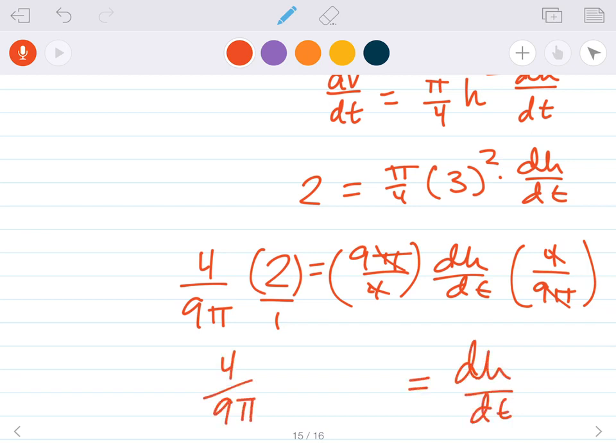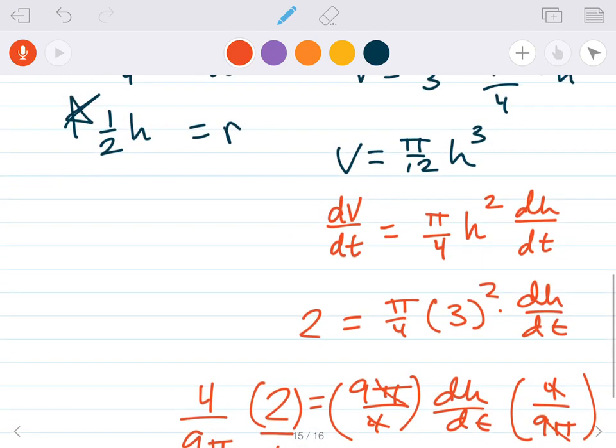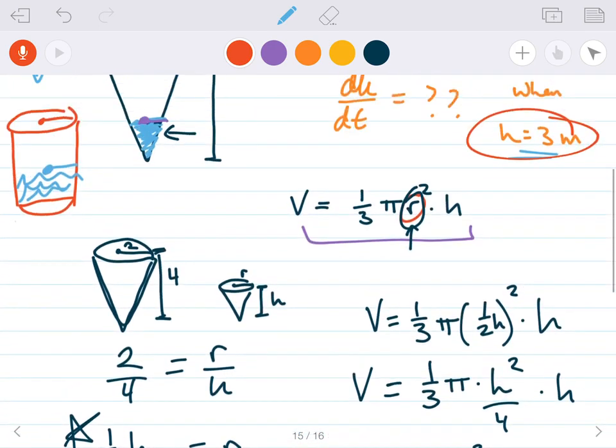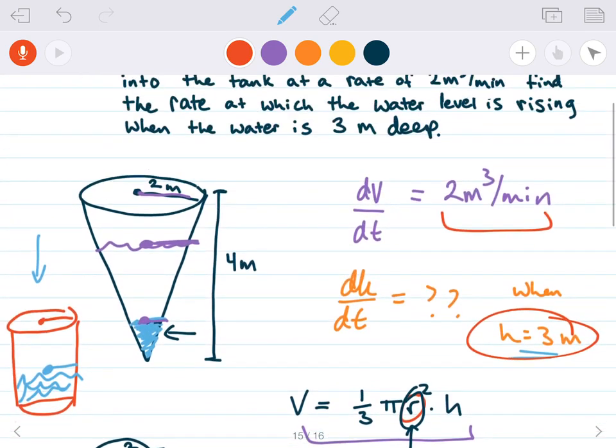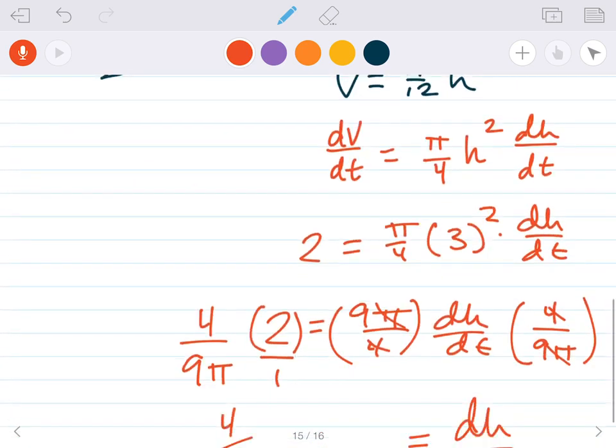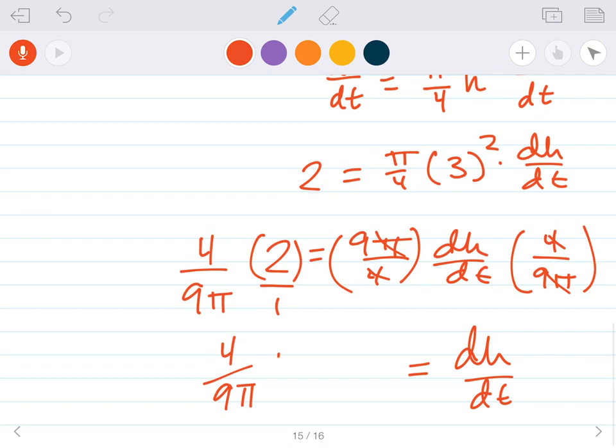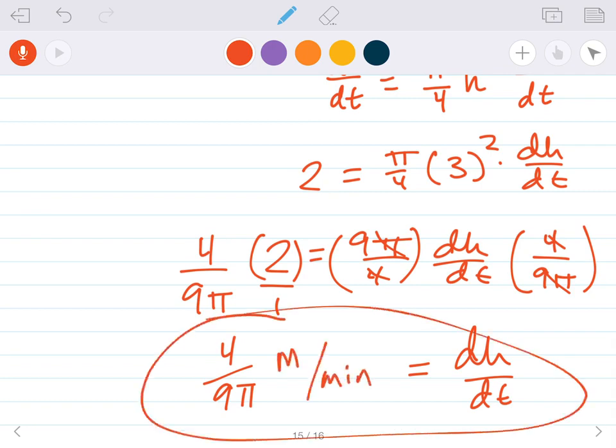Remember our units, this is the change in the height over the change in time. So our units for height were, what were they? Meters, and our time unit was minutes. So this is going to be meters per minute. And that is our answer here. All right, guys, that was the end of that problem.